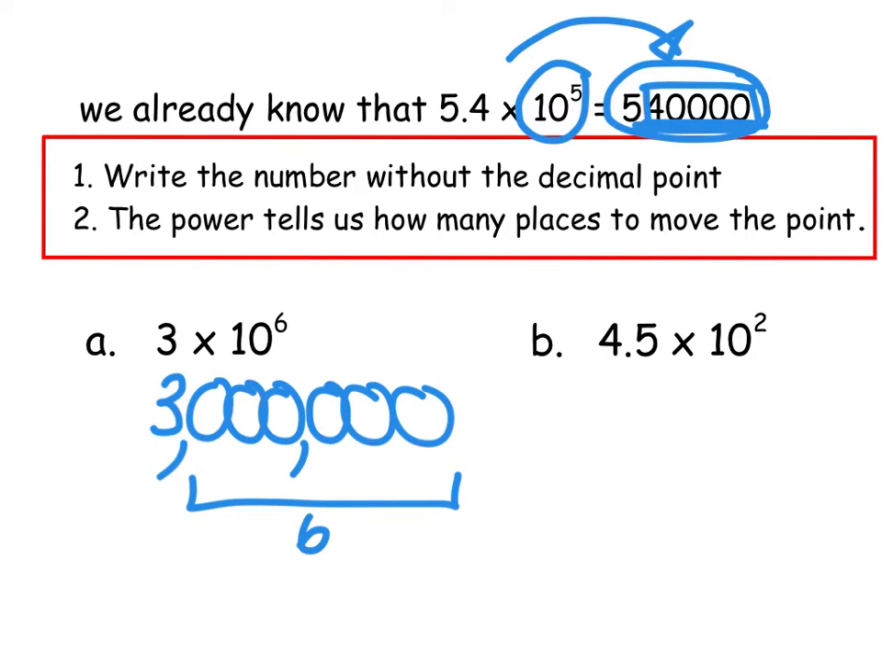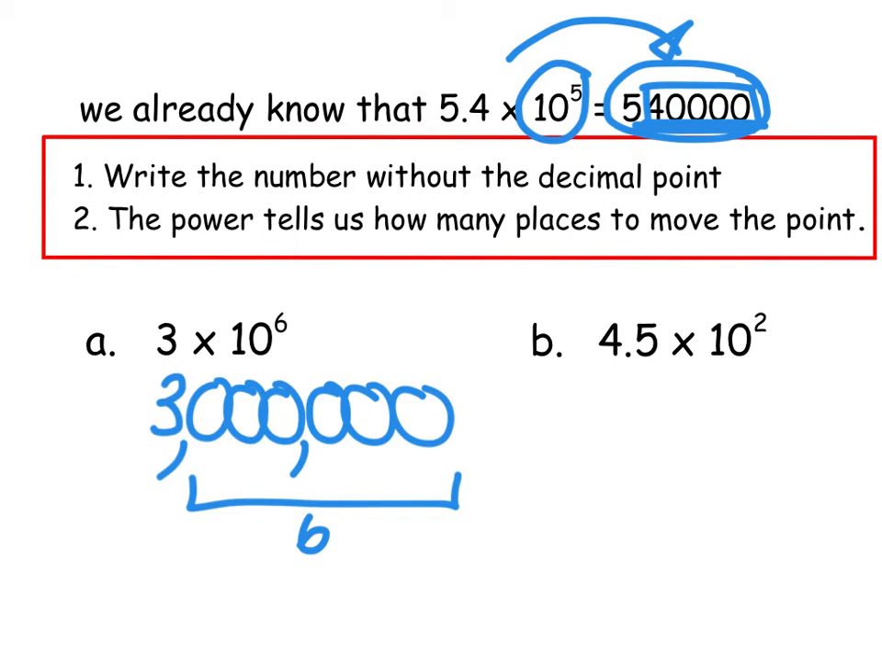I don't want you to think though, oh, it's just add 6 zeros, because it's only going to work when it's a single digit number like a 3 or a 7 or an 8 at the front. So with the number 4.5 times 10 to the power 2, we're going to write down the 4 and the 5. Now the 2 tells us that the decimal point had to move 2 places, so from here it had to go 1, 2, and it would end up here. Now that makes my number 450.